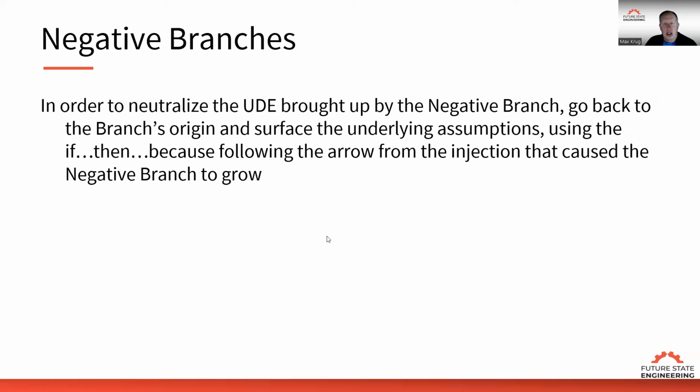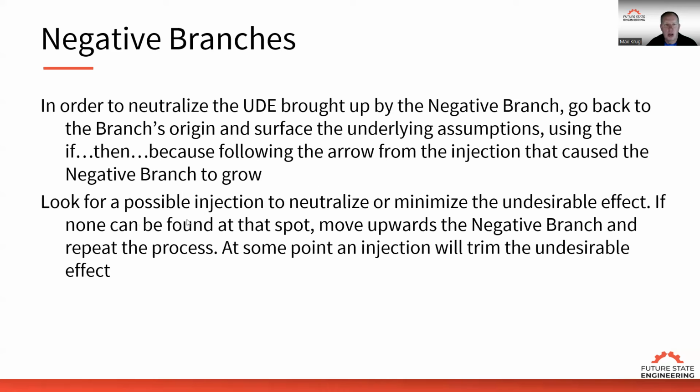So in order to neutralize the undesirable effects by the negative branch, go back to the branch's origin and surface the underlying assumptions, just like we did in the cloud. We surface the assumptions, and then follow the arrow from the injection to that cause that created the negative branch to grow. Then look for possible injections to neutralize or minimize that undesirable effect.